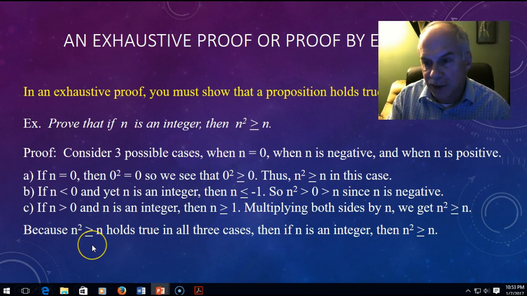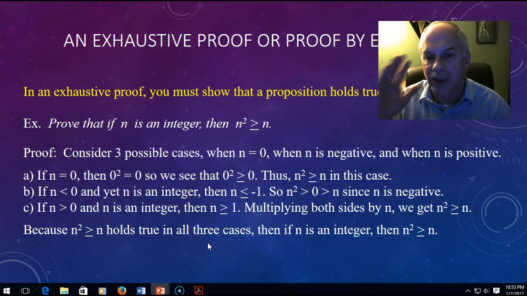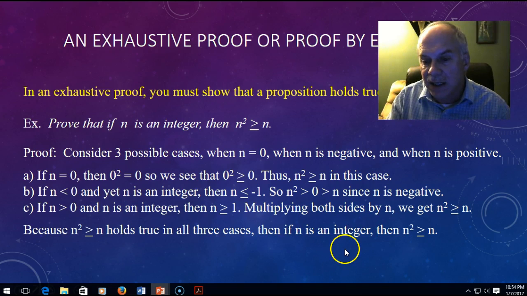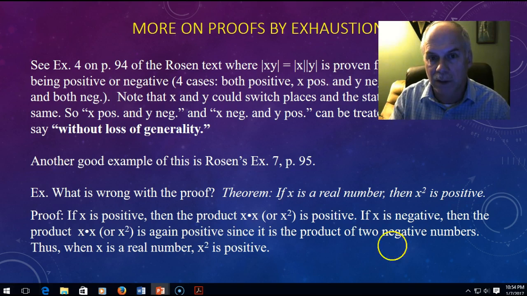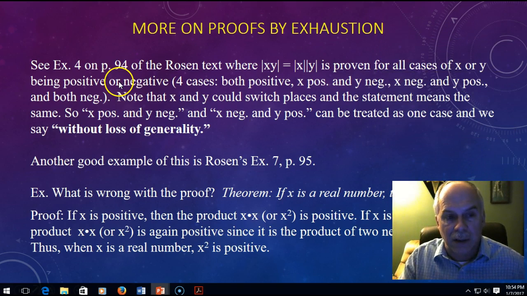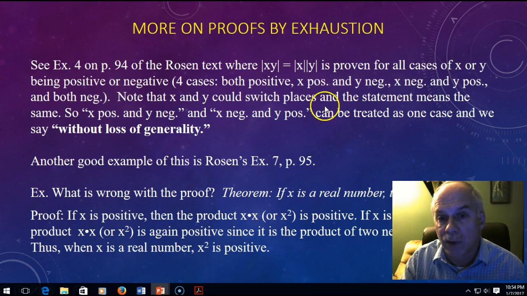So because n squared is greater than or equal to n holds true in all possible cases, because n is either 0 or positive or negative, those are the only possibilities, then if n is an integer, then n squared would be greater than or equal to n. Okay, more on proofs by exhaustion. You might look at page 94, example 4 of the Rosen text.